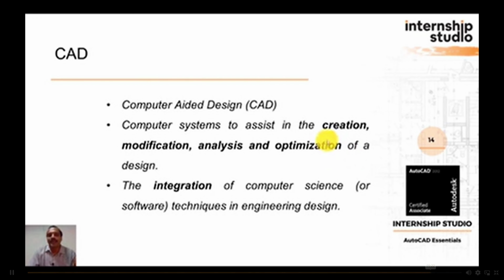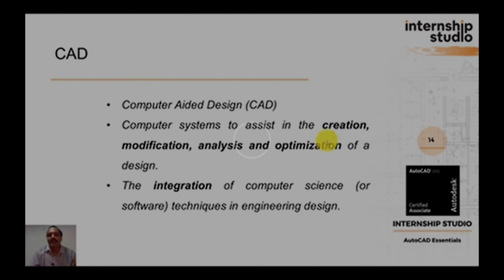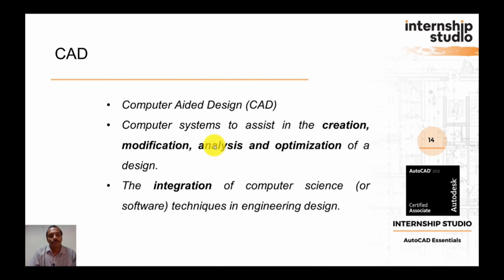Creation. That creation can be 2-dimensional or 3-dimensional. Then modification of 2-dimension as well as 3-dimension. Analysis of 2-dimension as well as 3-dimension. Then optimization process, eliminating the ineffective moves, eliminating the unwanted things from the drawings. So all these 4 operations, nowadays all the CAD programs are capable of doing. So this is the definition of CAD.